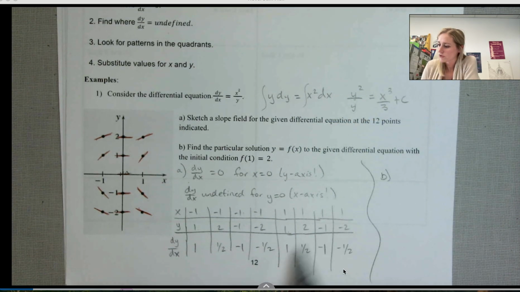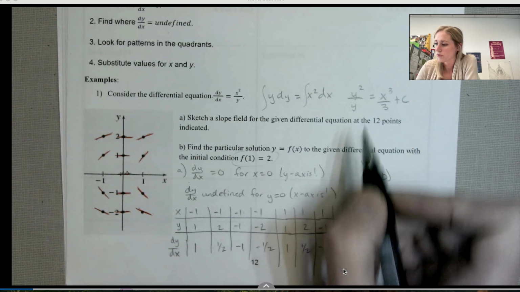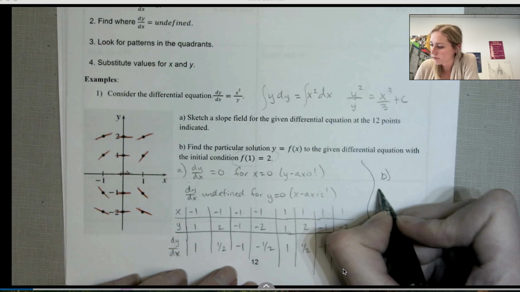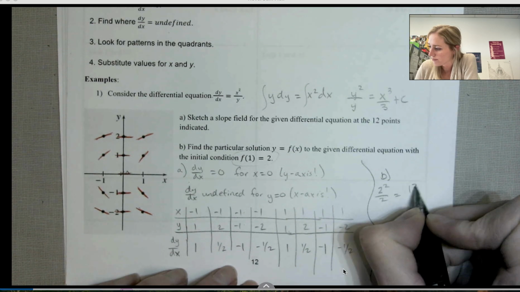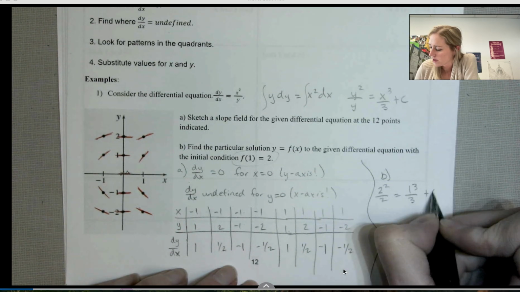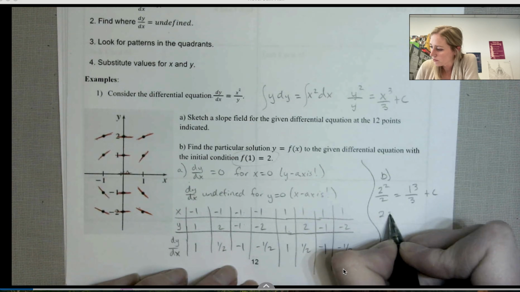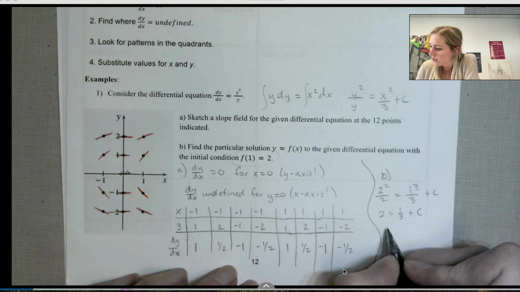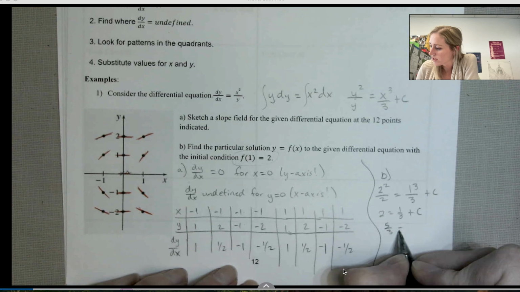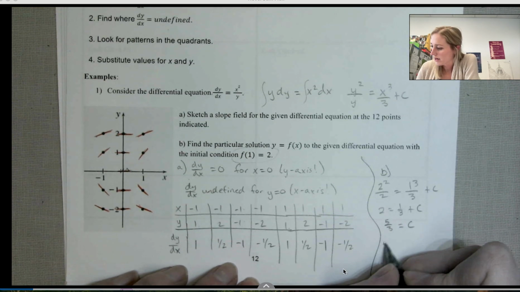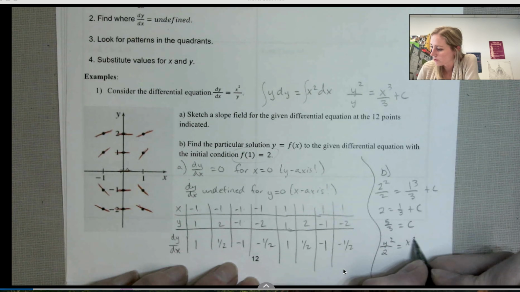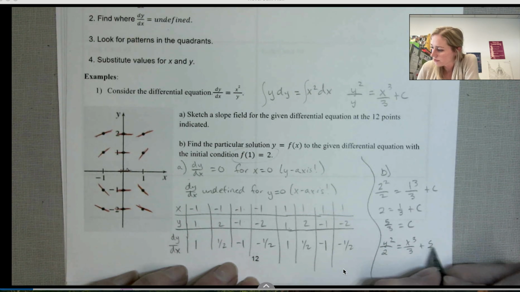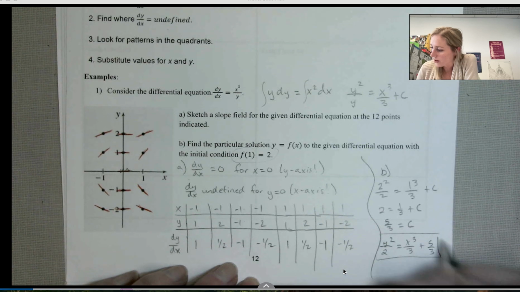My particular solution they want me to find is f of 1 is 2, so we're going to plug in 2 for y. Do that down here. And 1 for x. So we've got 2 equals 1/3 plus c, so 5/3 is our c. So y squared over 2 equals x cubed over 3 plus 5/3. So there is our particular solution.